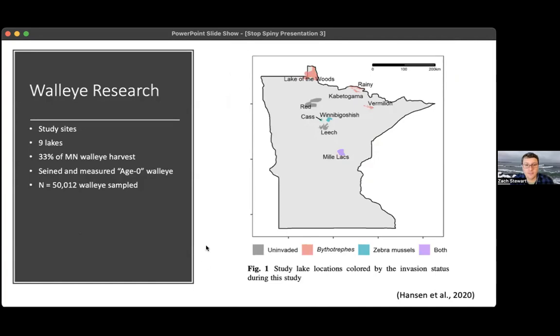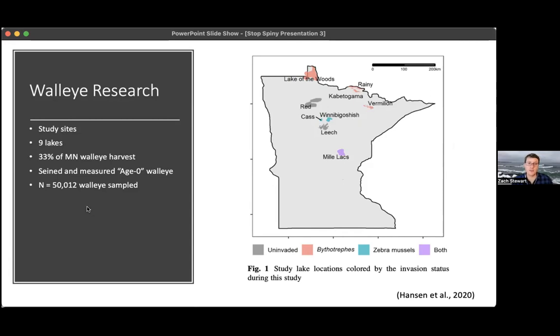So let's take a little bit closer look at that research from northern Minnesota. This is a pretty in-depth study. There are 9 different lakes in northern Minnesota that were studied, and these are major lakes. Altogether, they represent about 1/3 of the annual walleye harvest in the state of Minnesota, which is relatively comparable to the walleye harvest here in Wisconsin.